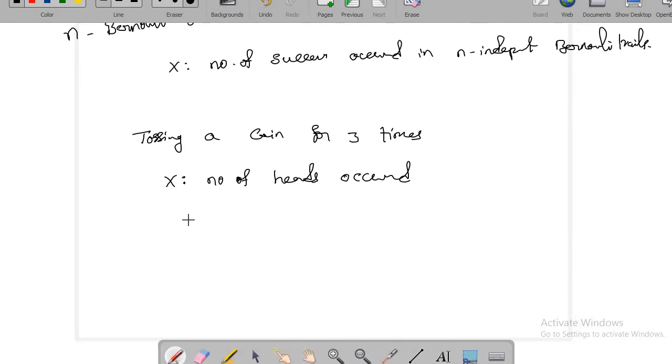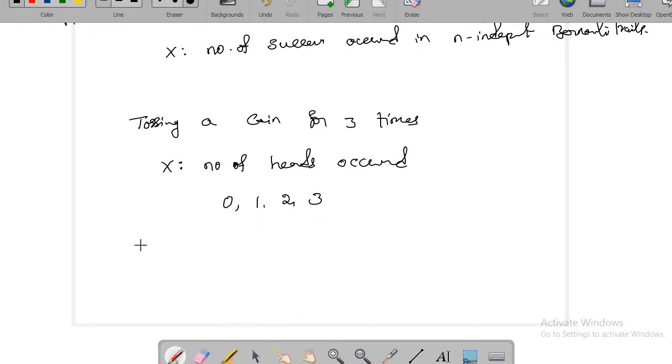Now what are the possible values of x here? There may be 0, no head occurs, or 1, or 2, or 3. Now I'd like to know what is the probability that x equal to 0. What is the probability that x equal to 0? Can you tell me?